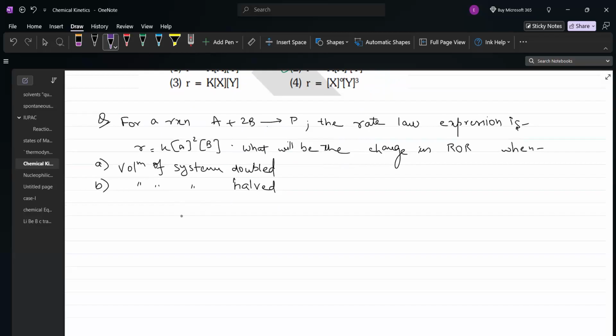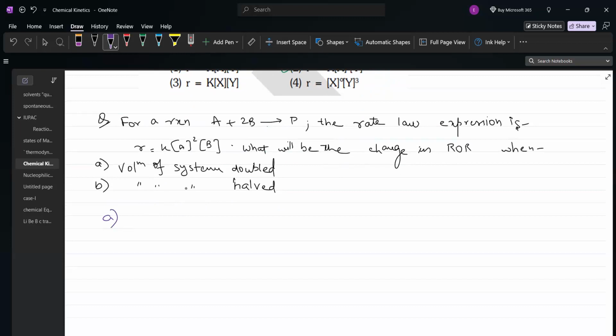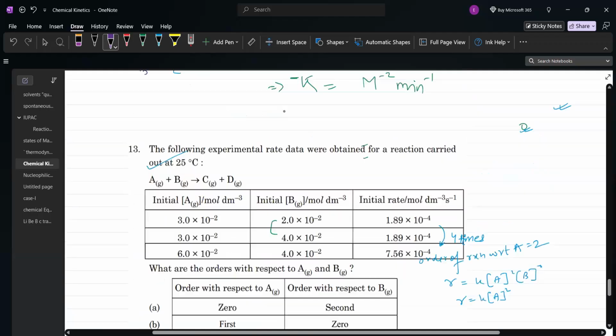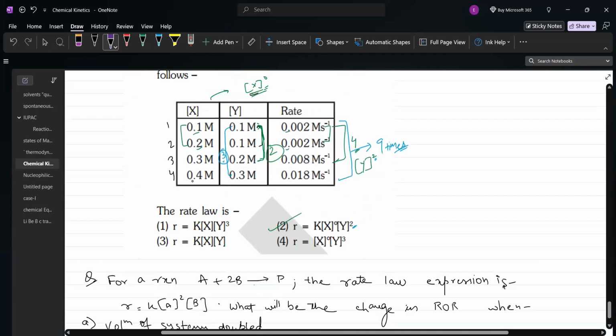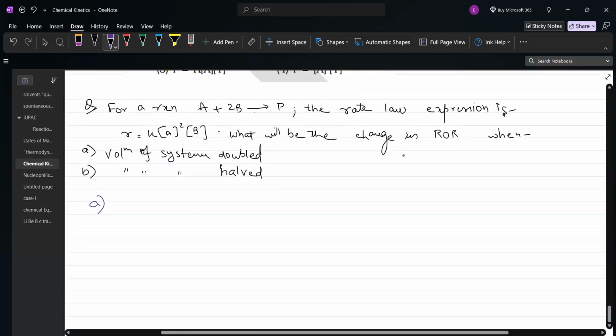The volume is doubling. In the earlier questions, what we were doing was increasing or decreasing the concentrations of reactants, right? Like in this table, we were changing the concentrations of reactants, but here we are not changing the concentration of reactants.